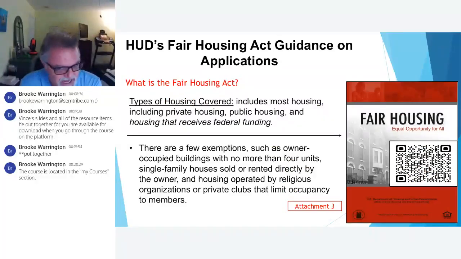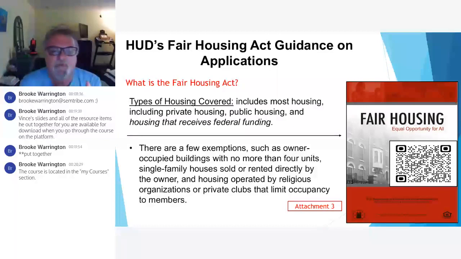HUD's Fair Housing Act guidelines. HUD has a real nice document. There's a QR code over on the right side of the screen. Literally, I put it right on top of the screenshot of that booklet, Fair Housing Equal Opportunity for All, issued by HUD.